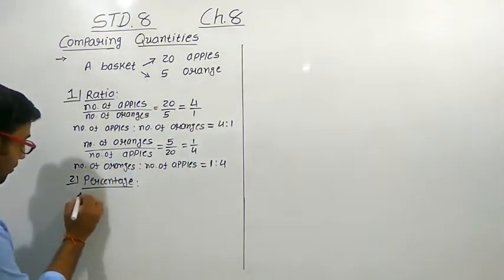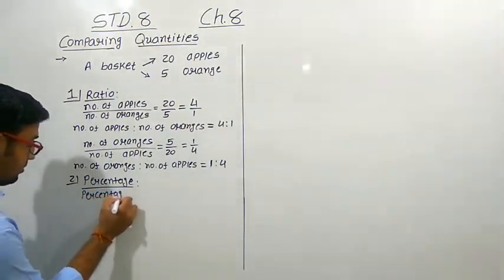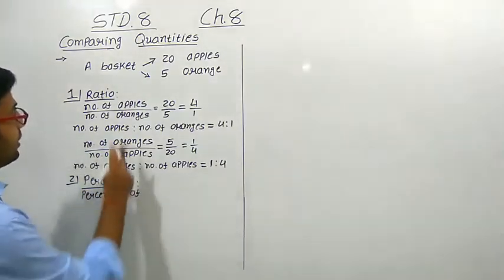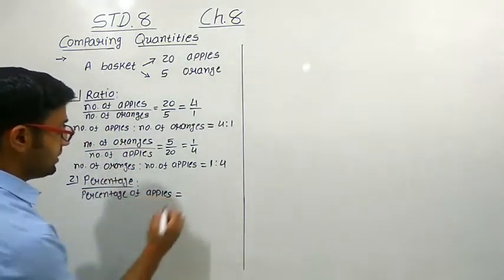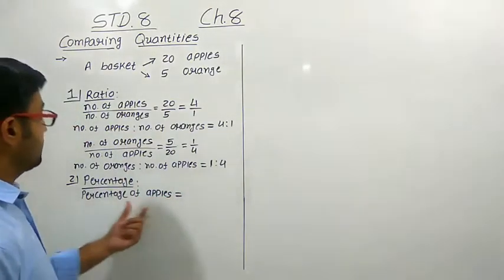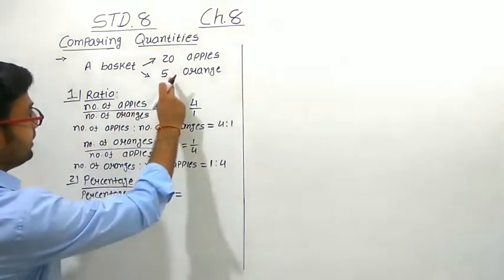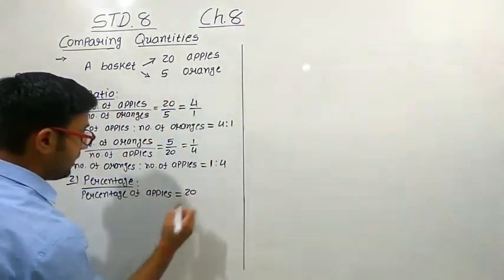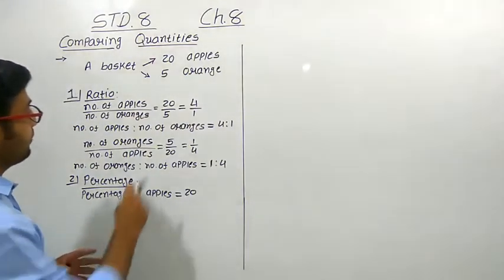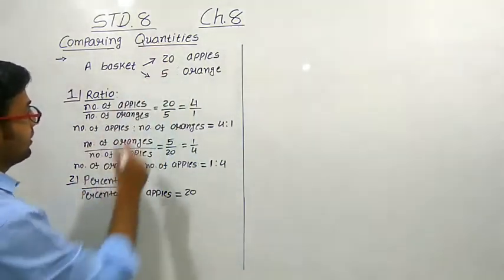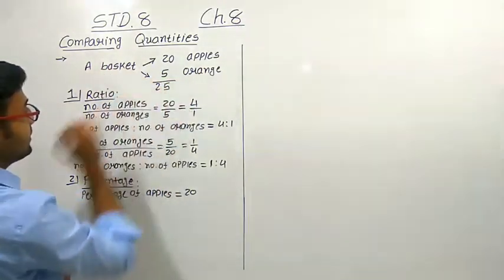See, okay, percentage of apples. We can write it as percentage of apples. So see, the number of apples is 20. Okay. Now the total number of the fruits, that is 20 and 5. So here we can say that the total number of the fruits in the basket is 25.